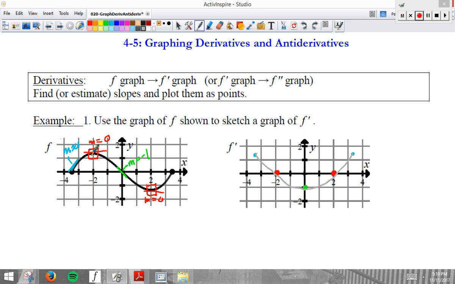F is increasing, so f prime is positive. That should be familiar from 4-1. F is decreasing, so f prime should be negative. And then f is increasing, so f prime is positive once again. Concave down, f prime is decreasing. Concave up, f prime increasing. That's really all there is to graphing f prime. It's really much more wishy-washy, so do not concern yourself about this too much.